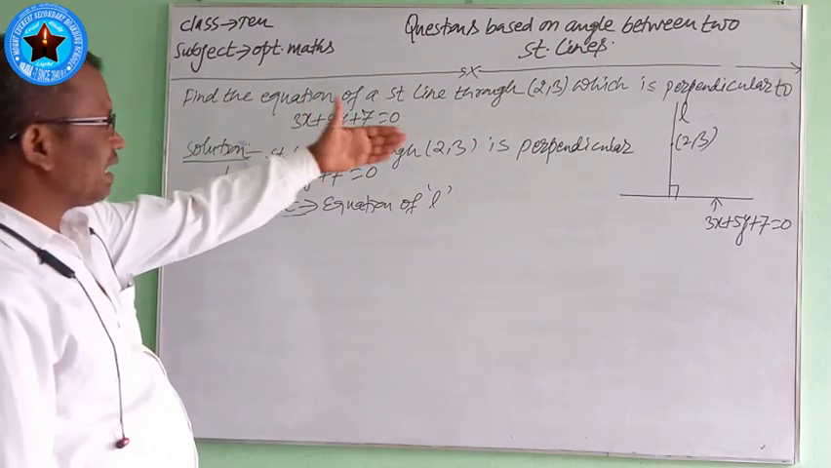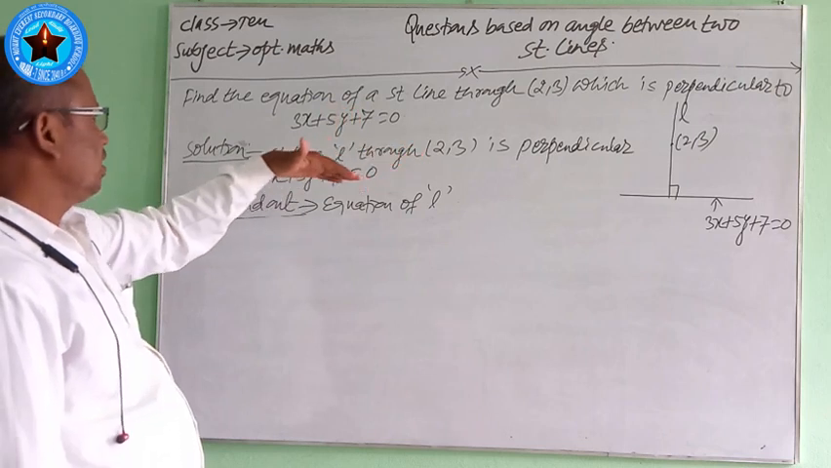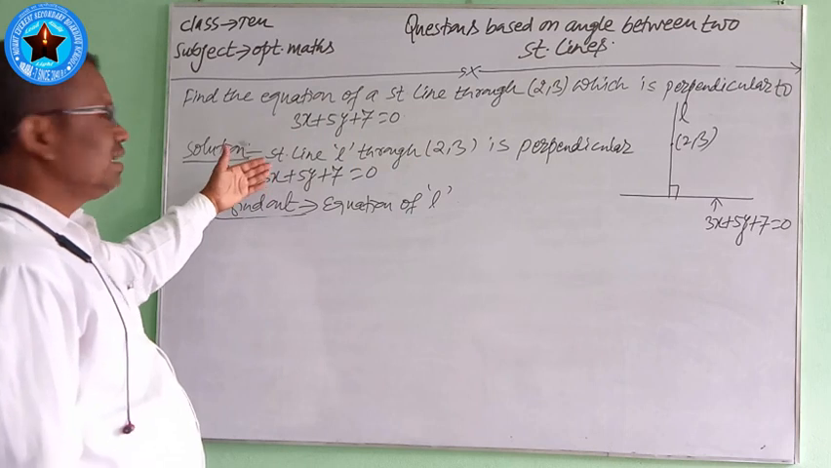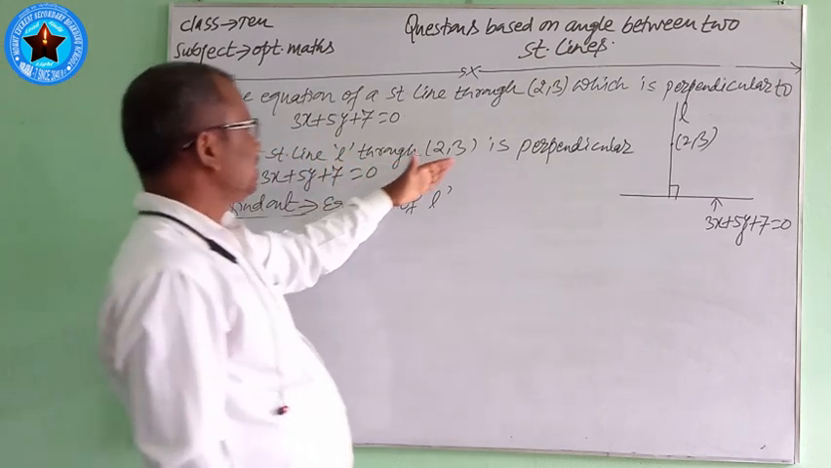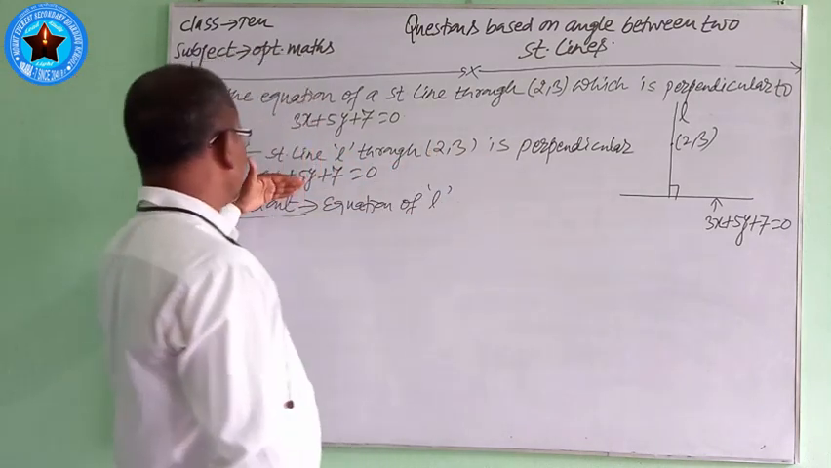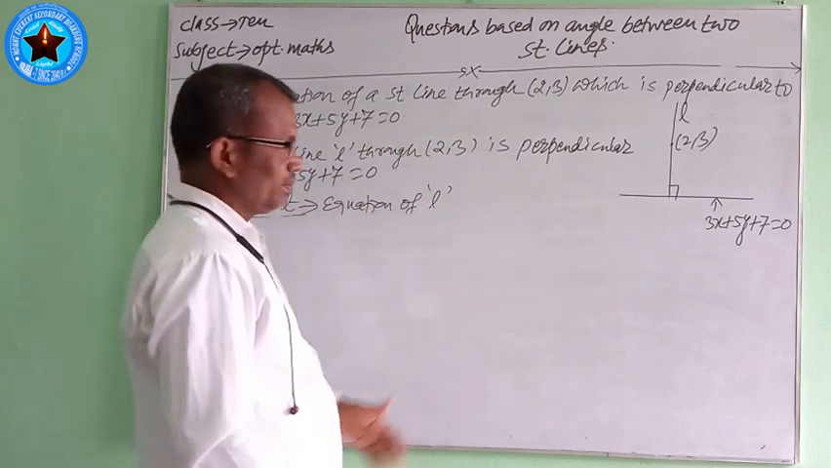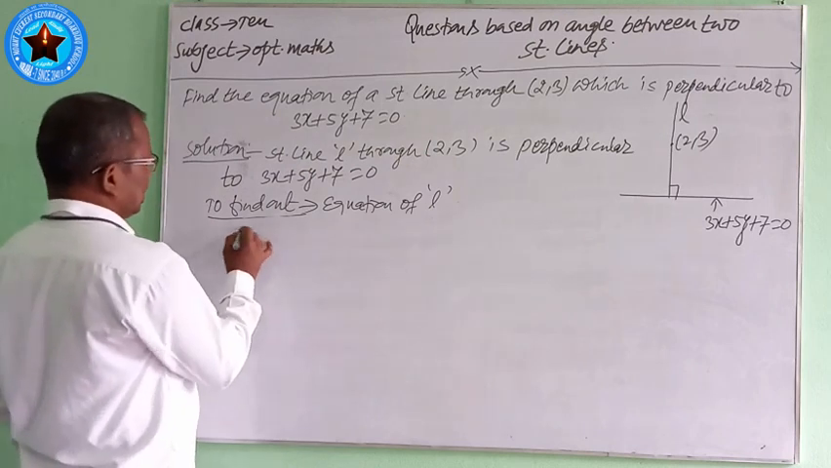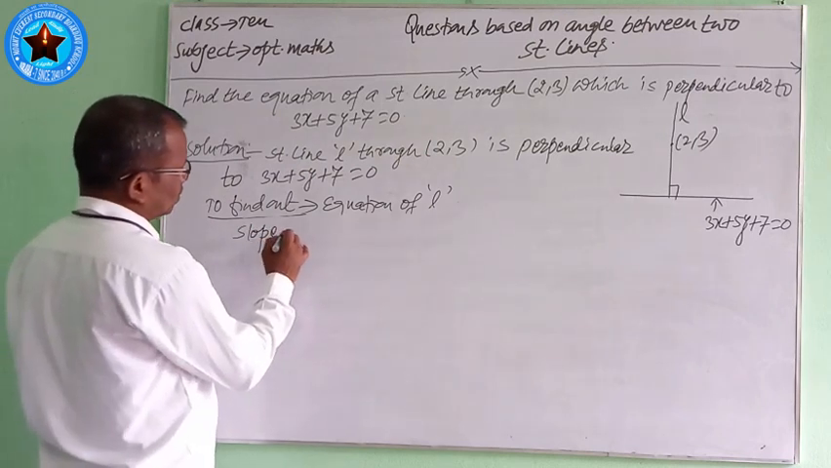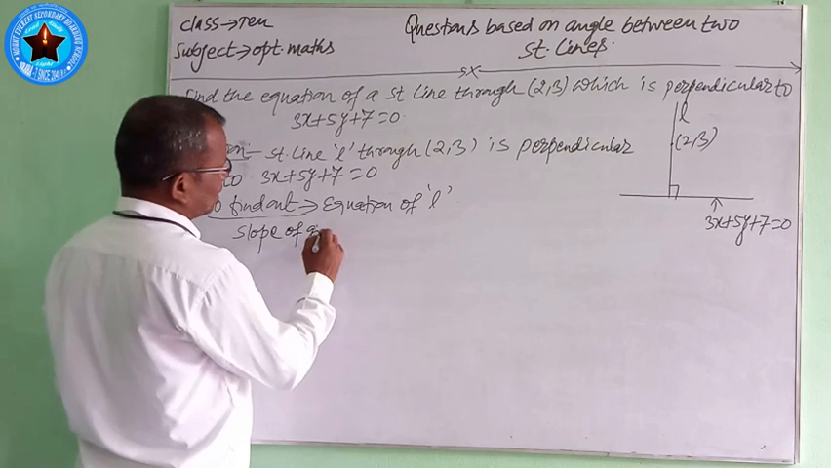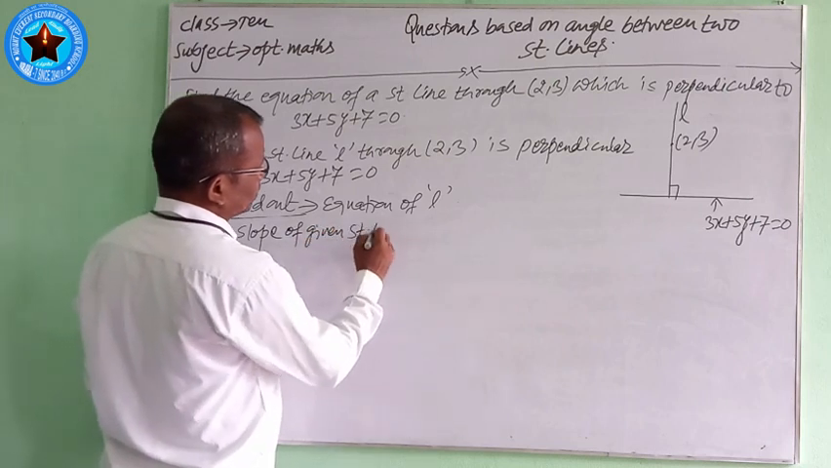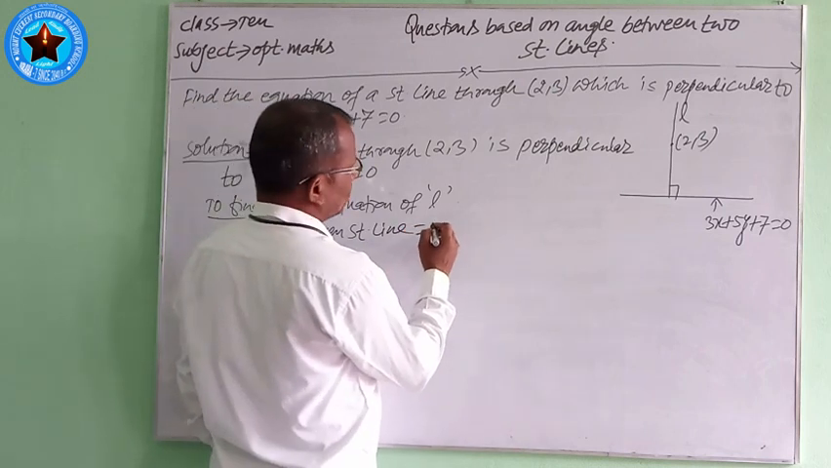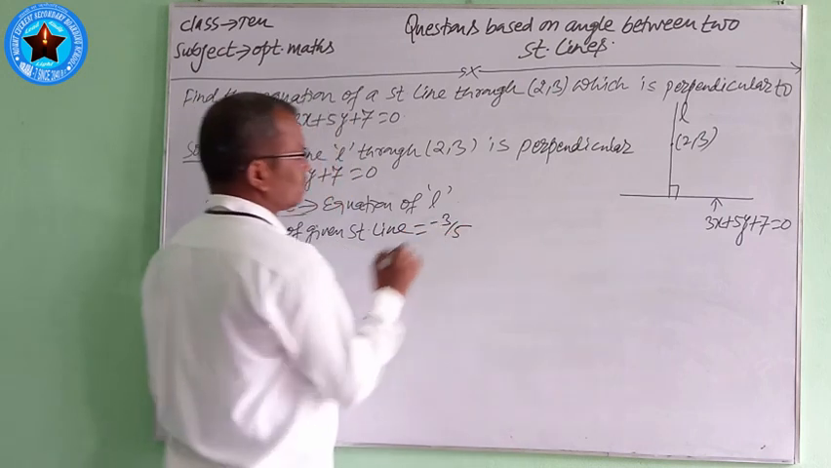According to the statement, I have drawn the figure, and here I have explained the figure. Here is the explanation of the figure, that a straight line L through 2, 3 is perpendicular to 3x plus 5y plus 7 equals 0, and the equation of L we need. Then here, the slope of the given straight line is minus 3 by 5.